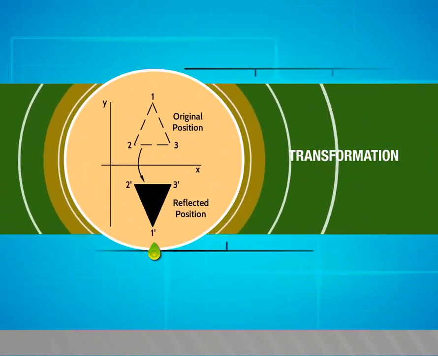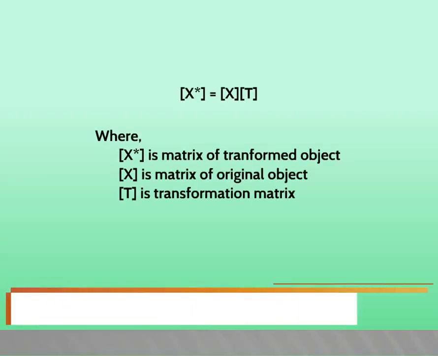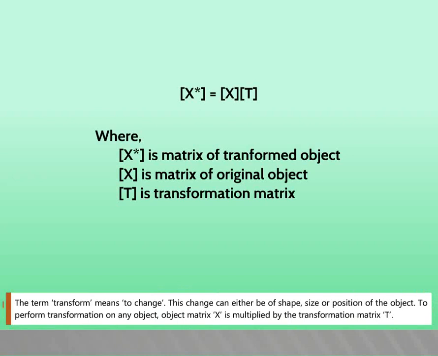Transformation. In this video, we are going to see about transformation. The term transform means to change. This change can either be of shape, size, or position of the object. To perform transformation on any object, object matrix X is multiplied by the transformation matrix T. X asterisk is equal to X into T, where X asterisk is matrix of transformed object, X is matrix of original object, T is the transformation matrix.